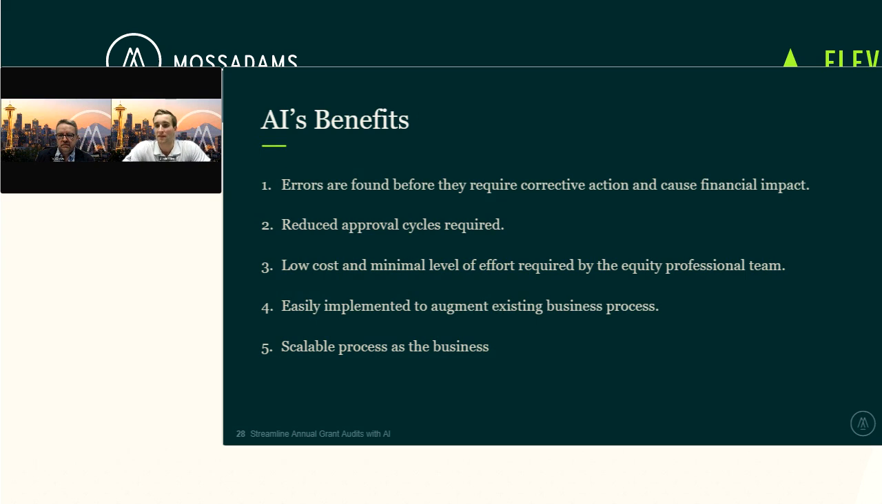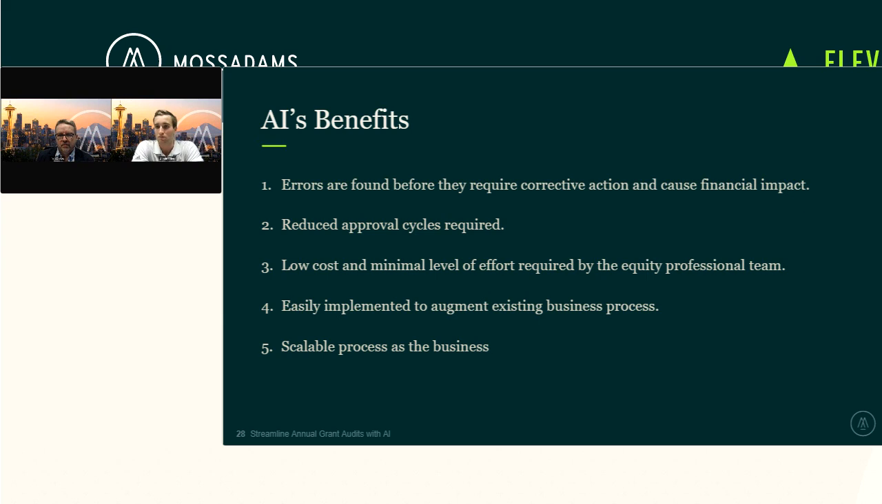Now, speaking a little bit on the AI's benefits, obviously, I think the biggest one is that it reduces the amount of errors that come through the whole process. Errors can require corrective action, potentially even after they've been granted, in some instances even after the shares have been sold. If it makes it that far down the process, some of those errors can cause financial impact. But more than just financial impact, you've got a reputational impact, and maybe in a wild scenario, you might have to do a W2C correction, right? If it gets all the way down that far.